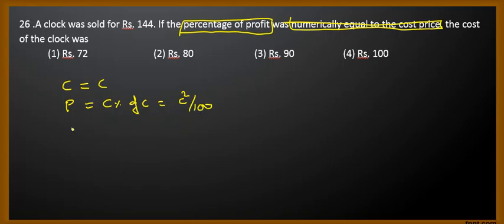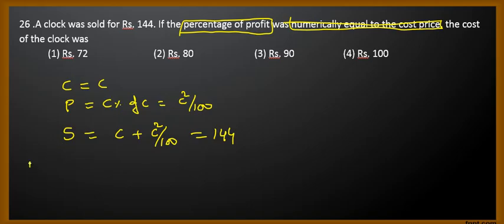What is the selling price? Selling price is equivalent to C plus C square by 100. That is nothing but cost price plus profit. But according to the question, the clock was sold for how many rupees? 144. Friends, here don't form any quadratic equation. Simply go through the options.